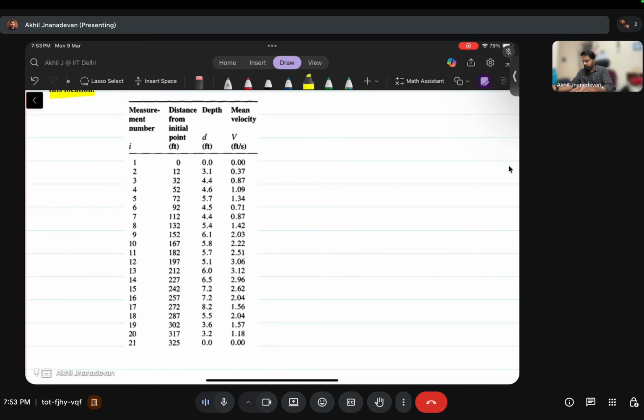We need to find the total discharge that is taking place. So for this, first of all, since the distances are given cumulatively, that is from the end, we can find the delta W. We need the elemental width so that we can get the elemental discharge and take the summation. So we will be doing that. So we need the width delta W, right? So we can extend it here itself.